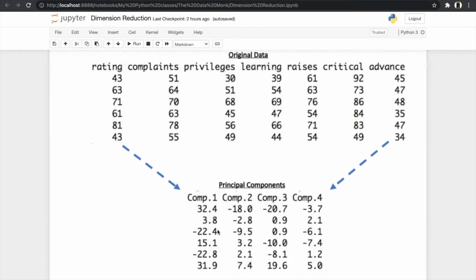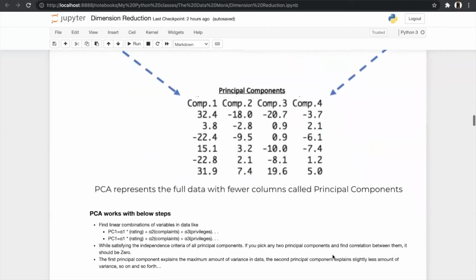As we have already discussed, this value will be equal to alpha 1 of this plus alpha 2 into this plus alpha 3 into this plus alpha 4 into this plus alpha 5 into this plus alpha 6 into this and plus alpha 7 into this. So in principal component analysis, we just have to calculate the value of the alphas. After calculating the value of the alphas, we can easily calculate this value. So this step will work further and reduce the value of all these columns. As we have discussed the working of our PCA, like alpha 1 into rating plus alpha 2 into complaints and all that, from this we can find the linear combination of our variables in the data.